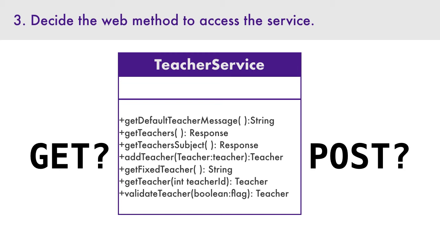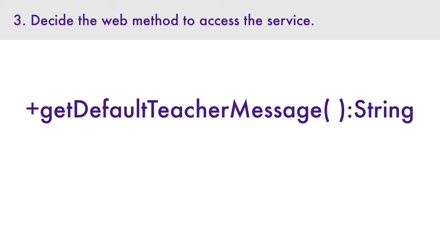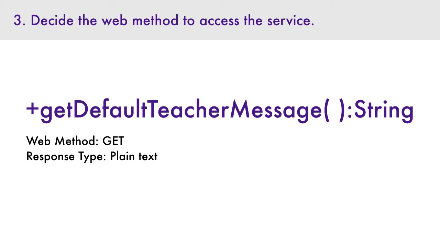So, how do we decide between get and post for each method? Let's take an example, this method here. This method does not need any data from the consumer to execute, and it will return a simple string. Get seems to be the most suitable web method, and we return it as plain text.